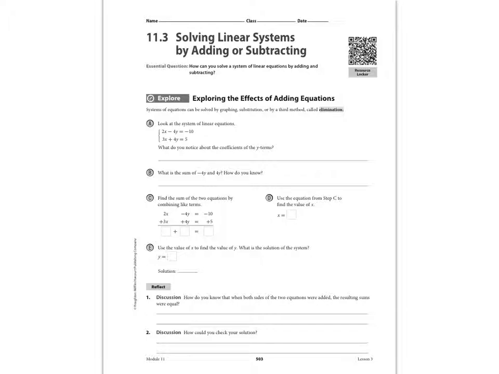So how can you solve a system of linear equations by adding or subtracting? Also known as elimination. And this is the third and final method to solving a system. Remember, the first two methods were graphing and substitution. I'm going to go straight to some examples for us to try out.